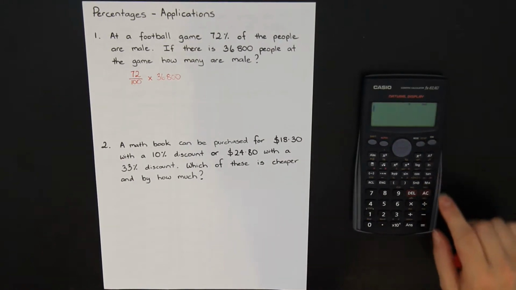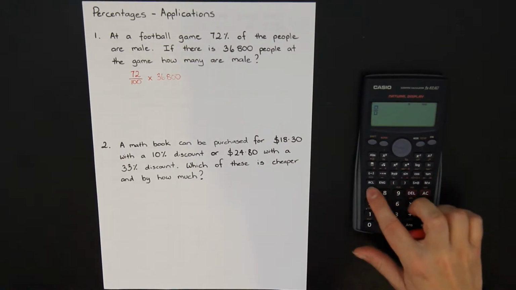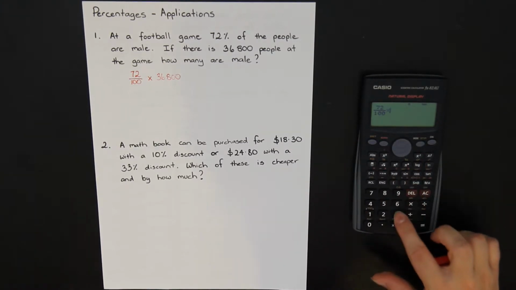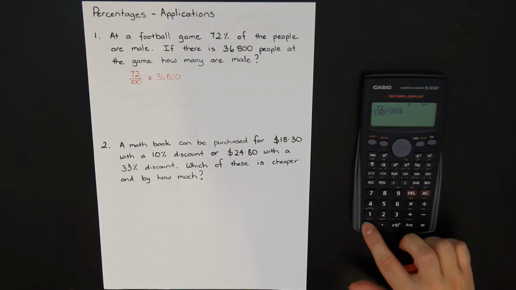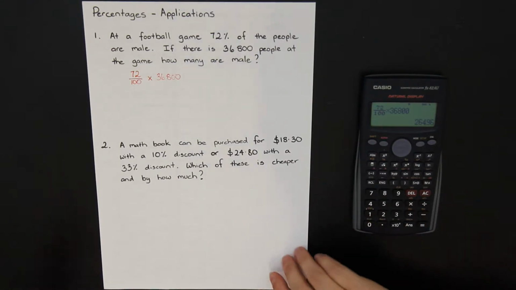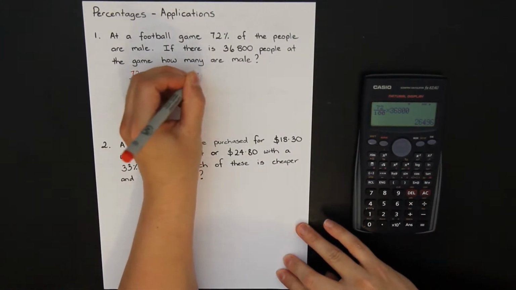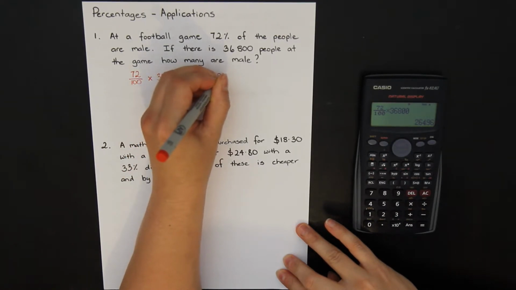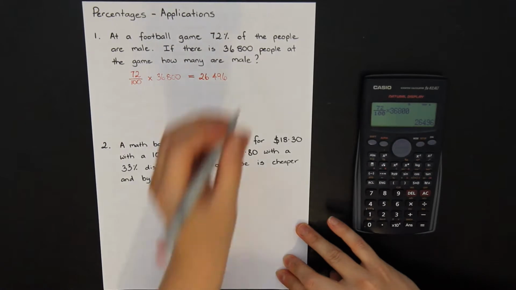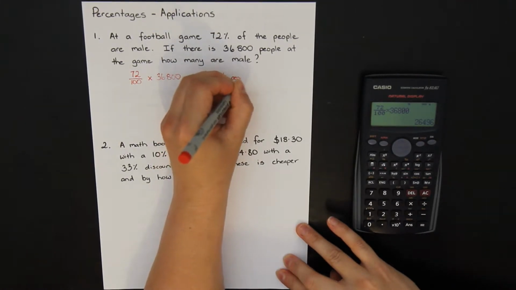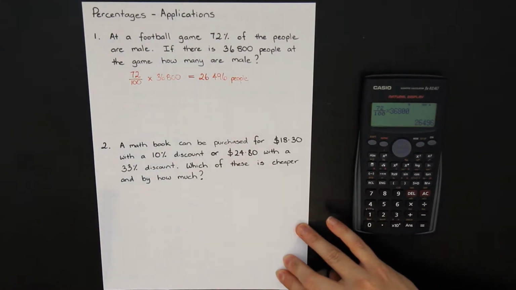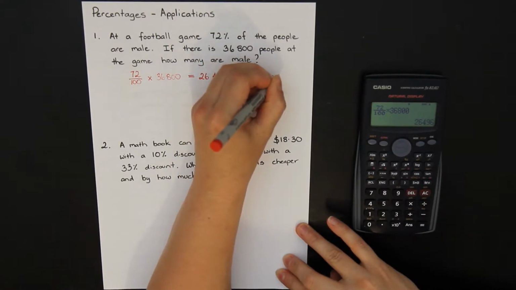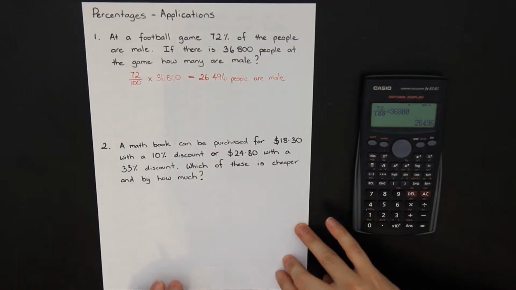So we grab our calculator, we put the fraction, 72 out of 100 times by 36,800 equals 26,496 people are male at that particular football game.